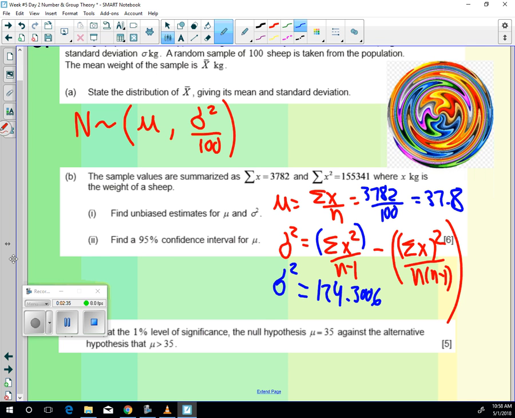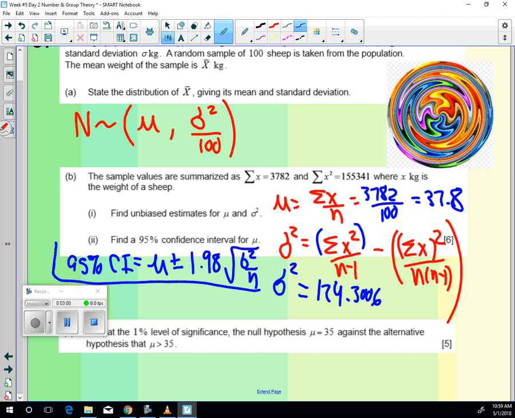Then it says find a 95% confidence interval, your favorite thing in the world. That 95% confidence interval is going to be mu plus or minus that coefficient 1.98 for 95, square root of this squared over n. I'll let you do that with your calculators. And they had 35.6, comma 40.0.